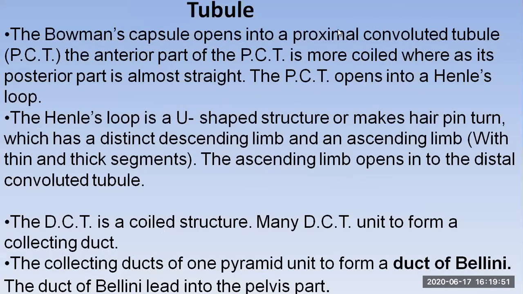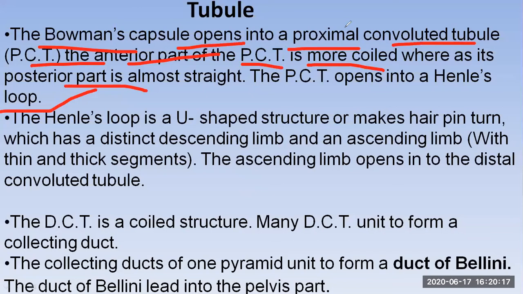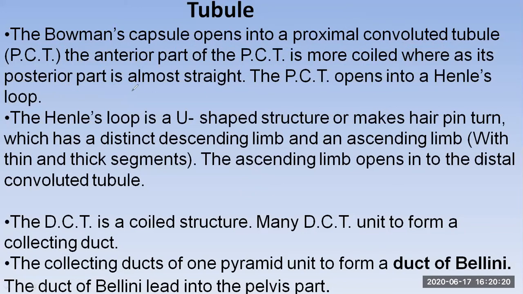Now we will see the renal tubule, the second part of the nephron. What is the role of the renal tubule? The Bowman capsule opens into the proximal convoluted tubule. The anterior part of the PCT is much more coiled compared to the posterior part. The posterior part is less coiled and almost straight.